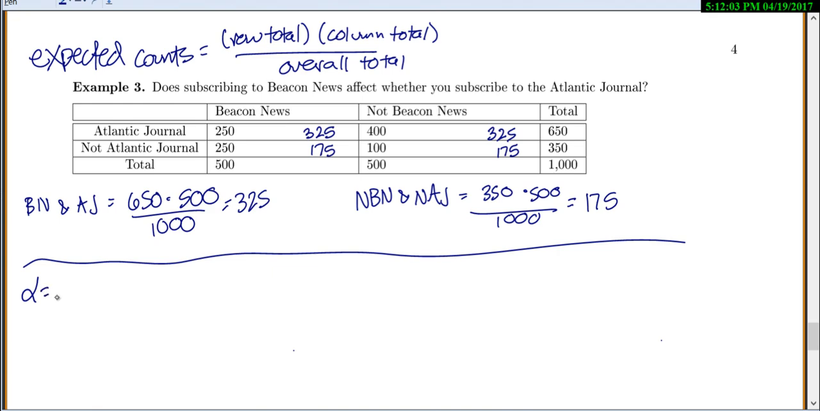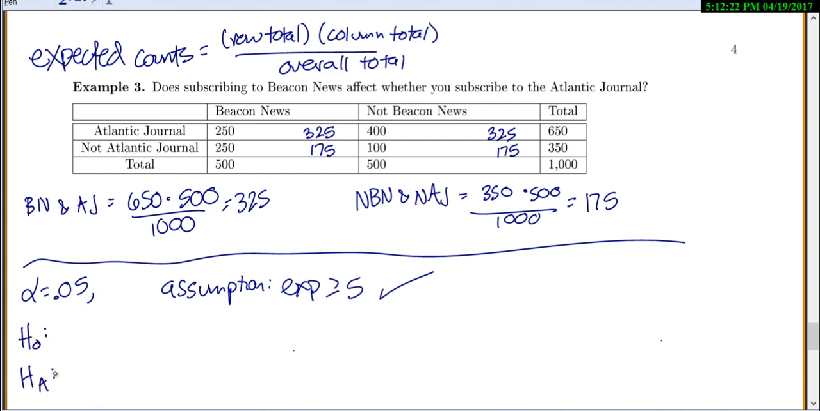For our actual hypothesis test, we have alpha equals 0.05. Let's check our assumption, or if you will, our requirement to do this test, is that all the expected values are at least 5. Well, the smallest is 175, so we're definitely good there. Now, if you came across a situation where you had an expected value less than 5, you'd say, okay, I can't do this test. I would have to do a different test that we haven't actually learned about.